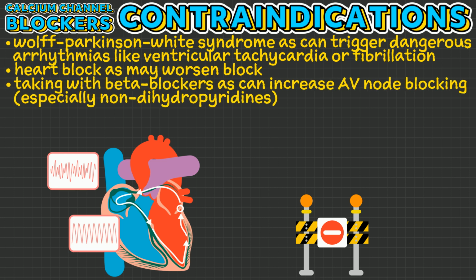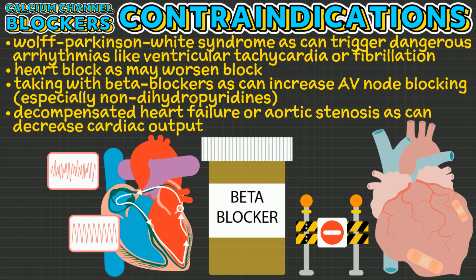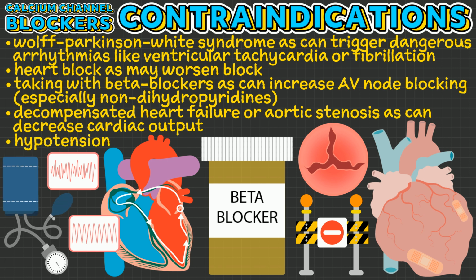Moreover, taking calcium channel blockers, especially non-dihydropyridines, along with beta blockers should be avoided, as the combination could increase AV node blocking. In cases of decompensated heart failure or aortic stenosis, calcium channel blockers should not be used, as they could worsen the situation by decreasing cardiac output. Lastly, calcium channel blockers should not be used when experiencing hypotension.